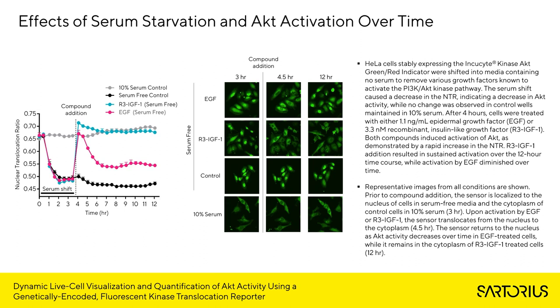Next, we'll look at effects of serum starvation on AKT activity over time. In this example, HeLa cells stably expressing the kinase AKT indicator were shifted into media containing no serum to remove various growth factors known to activate the PI3K AKT kinase pathway. The serum shift caused a decrease in the nuclear translocation ratio, indicating a decrease in AKT activity, while no change was observed in control wells maintained in 0% serum, as you can see in the gray graph here.